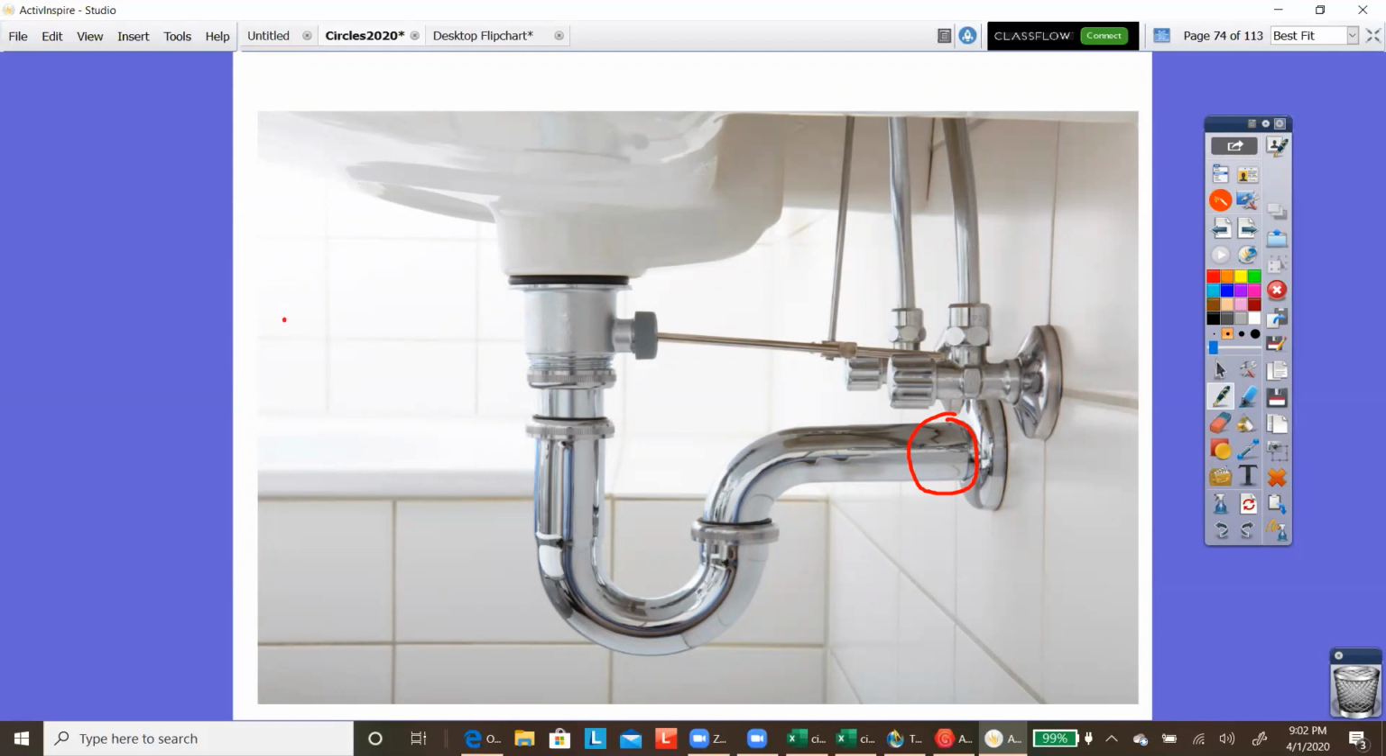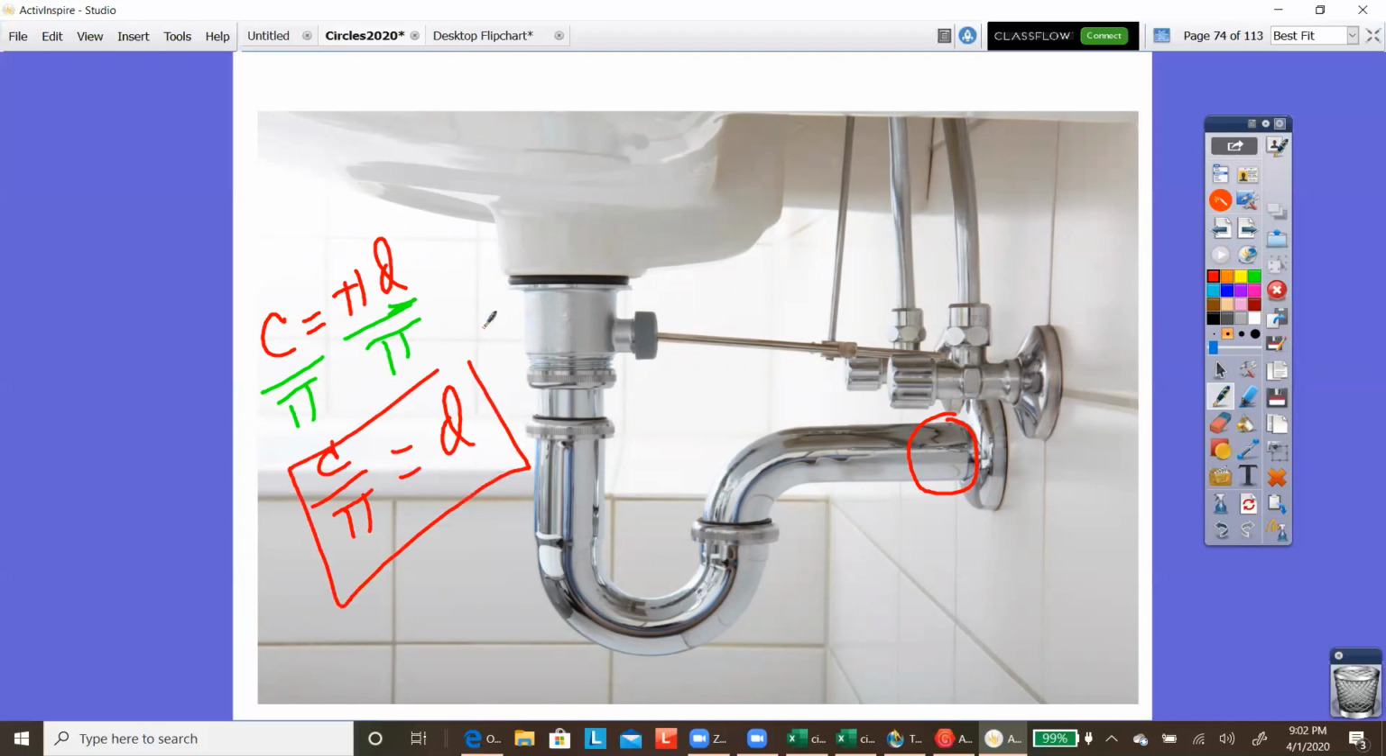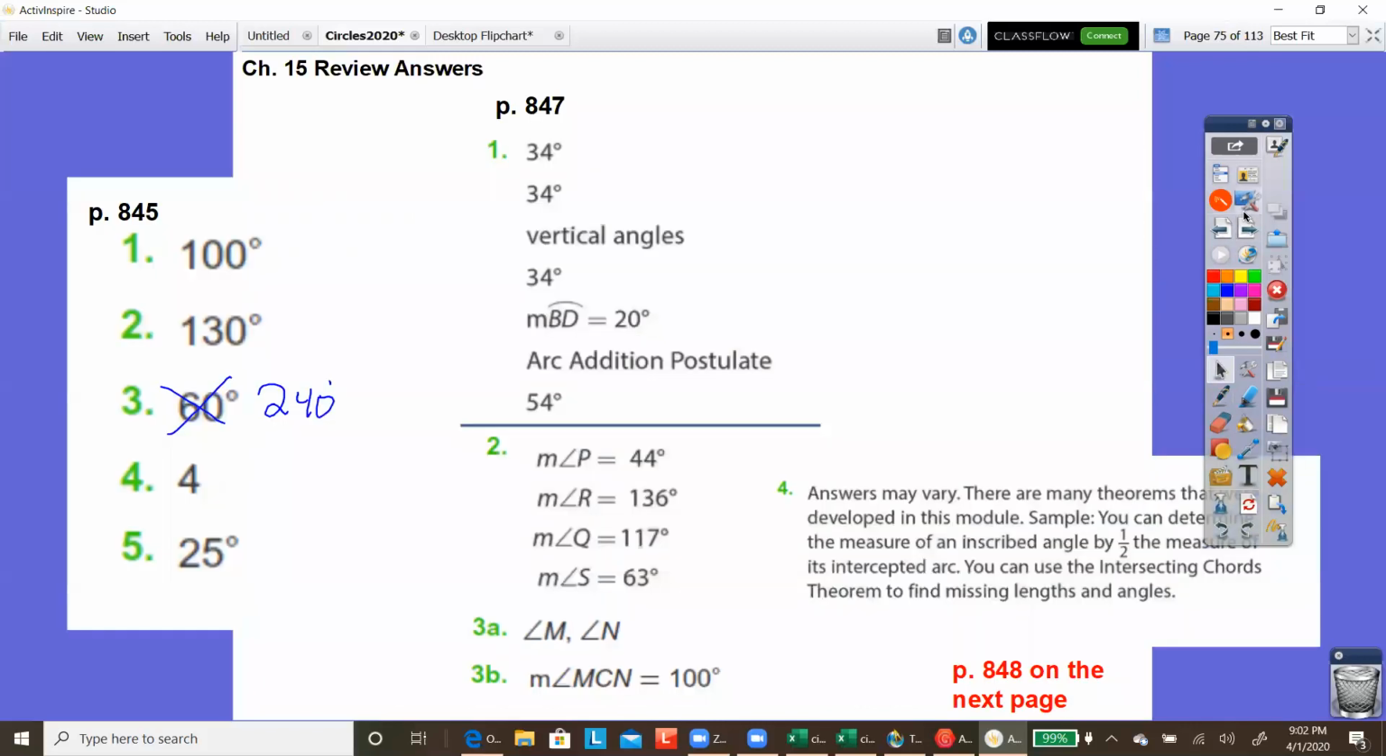If I know the circumference is pi times diameter, and I want to find out what the diameter is, I can just divide both sides by pi. So if I take the circumference and divide it by pi, that gives me the diameter. That's exactly what I did. I took the circumference by measuring with a tape measure, I divided it by the pi key in my calculator, and that gave me the diameter of the pipe.